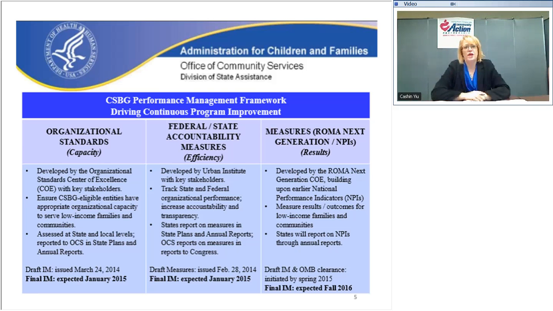Let's go to the next slide. This is an OCS slide that I borrowed from our January conference. I think it's a nice way to start off the conversation, making sure that everyone on the call understands the linkages of all three of these projects. We have the organizational standards component, which gets to organizational capacity issues. We have the federal and state accountability measures, which is going to get to state efficiency issues and effectiveness. And then we're going to be getting later on, we can touch a little bit on ROMA Next Generation. We know there's a lot of products coming out of NASCSP with ROMA Next Generation. Again, a very exciting time for things to be coming out. And so that's the third component that really gets to the outcomes and how we tell our story in community action and how we document the impact we have with families.